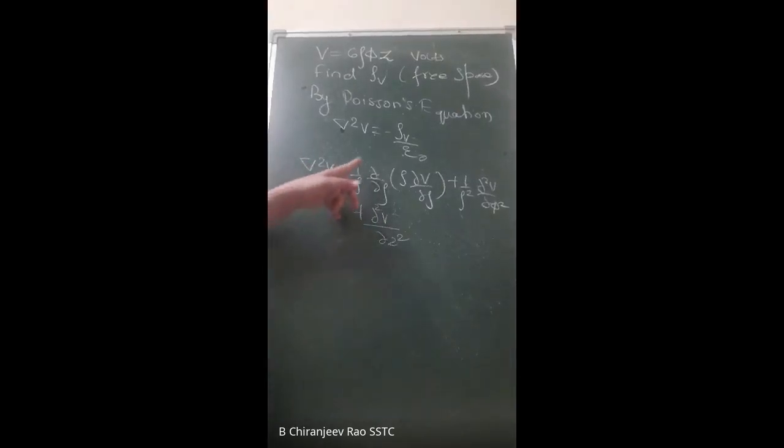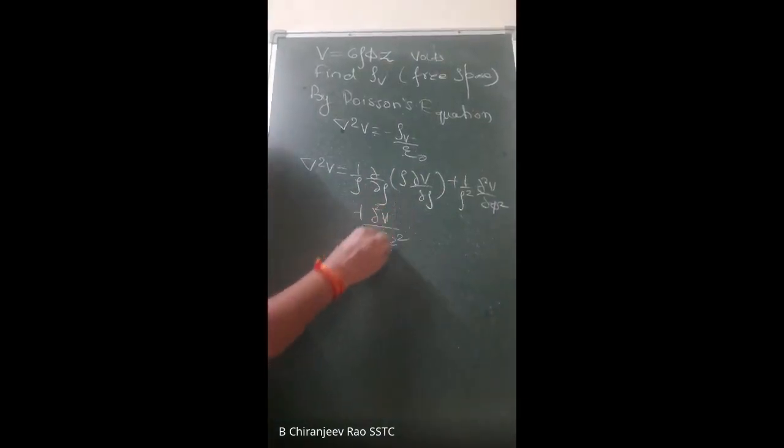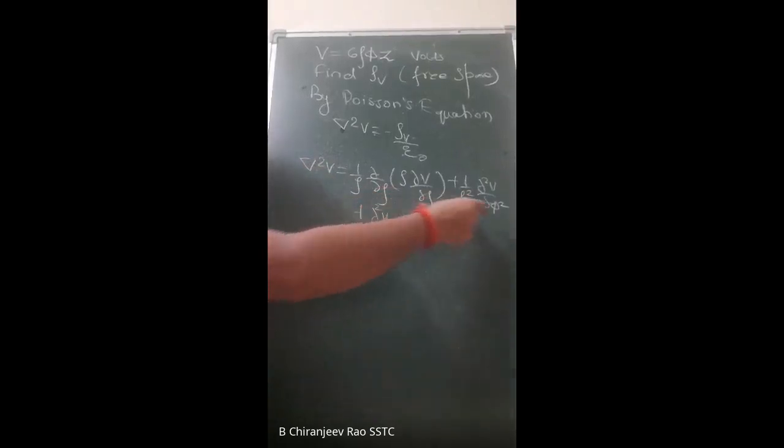So del square V is equal to 1 upon rho del by del rho of rho del V by del rho, plus 1 upon rho square del square V by del phi square, plus del square V by del z square. Okay, this is the formula of del square V for the cylindrical coordinate system. So we have to find this del square V. So what we do, we will solve this, then solve this, and put together.